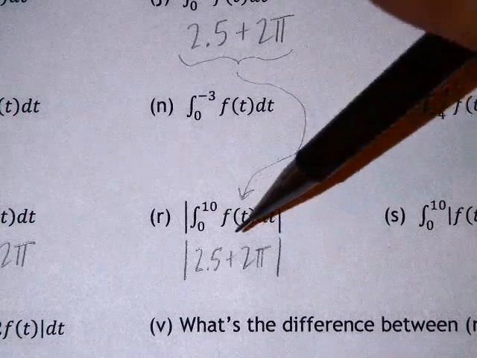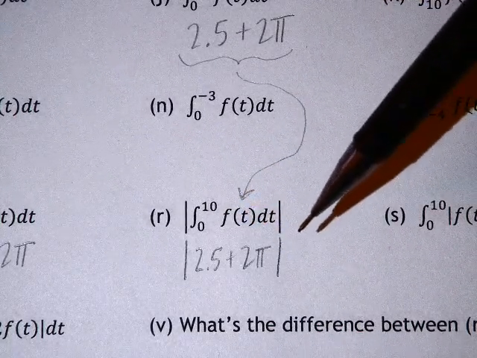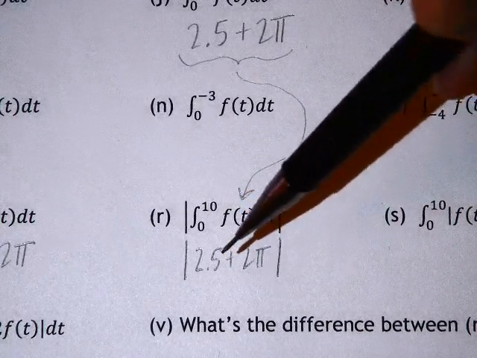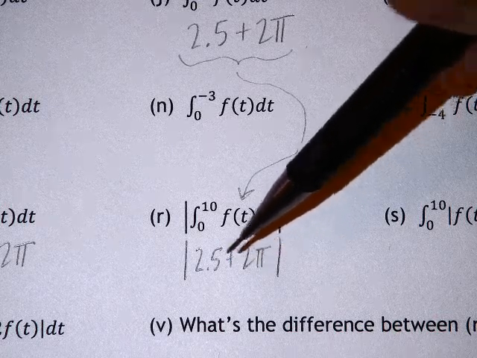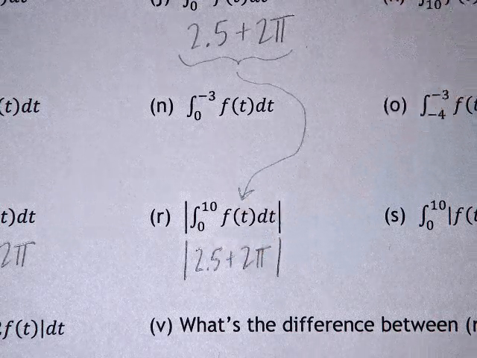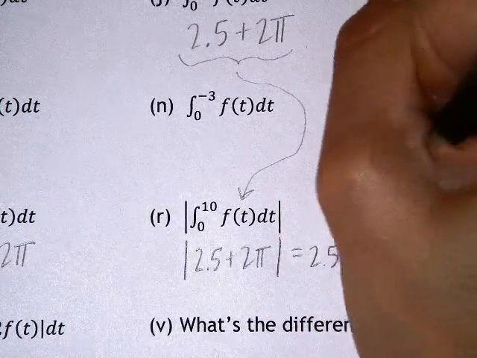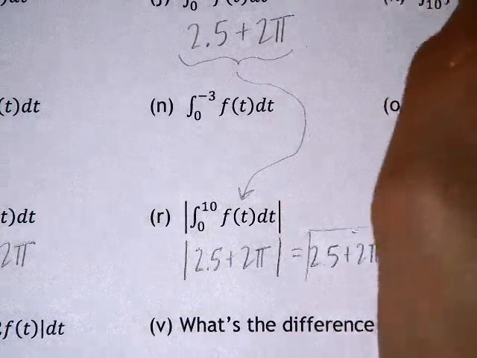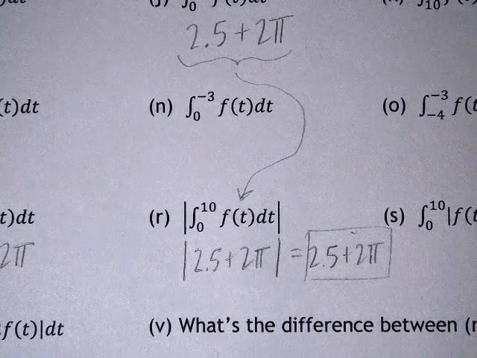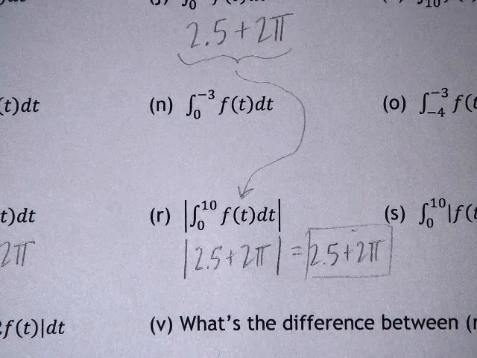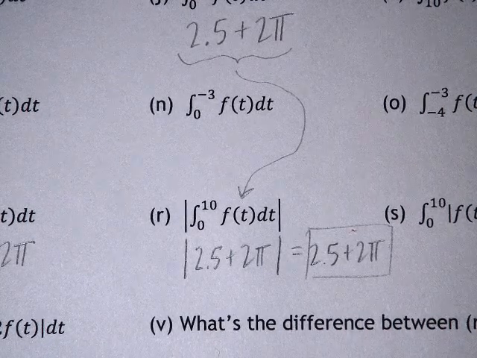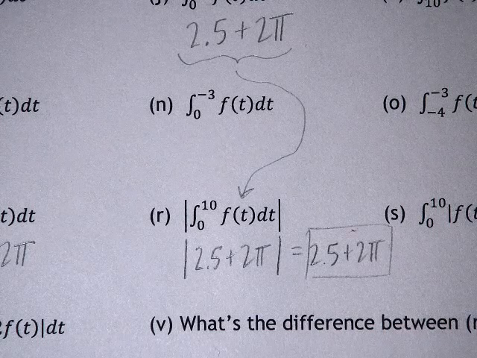Now fortunately, we know enough about how absolute values work to simply say, well, the absolute value of 2.5 plus 2 pi, that's a positive number, and the absolute value of a positive number must be positive, so I guess the answer is 2.5 plus 2 pi. And you might then think, is that right? Is that all they wanted us to do? And actually, that is all they wanted us to do in that problem.